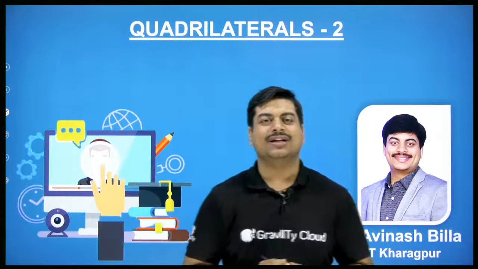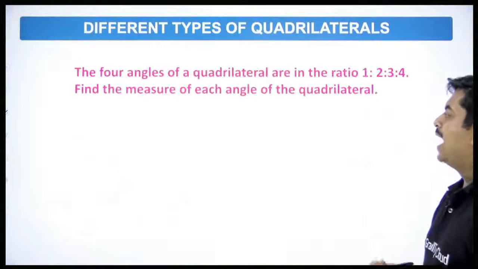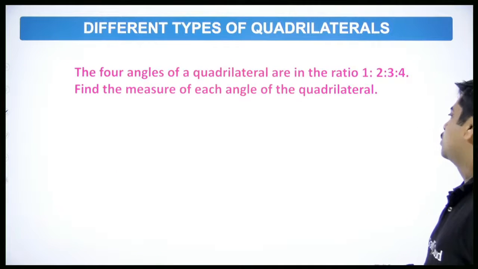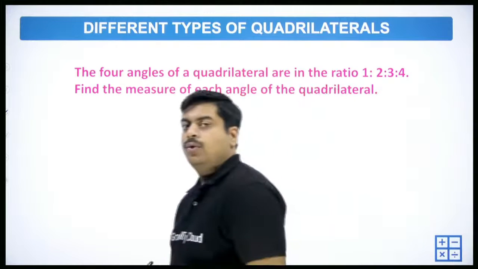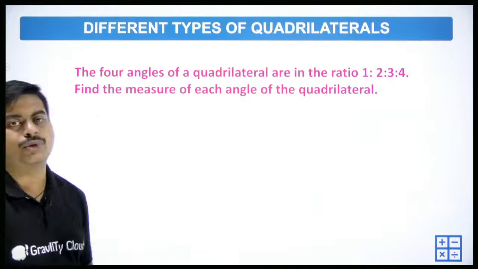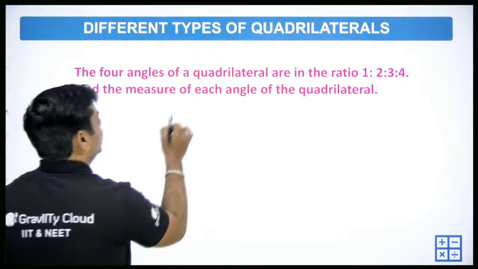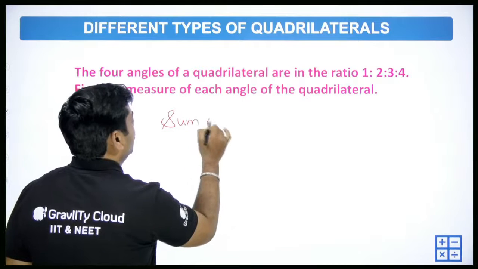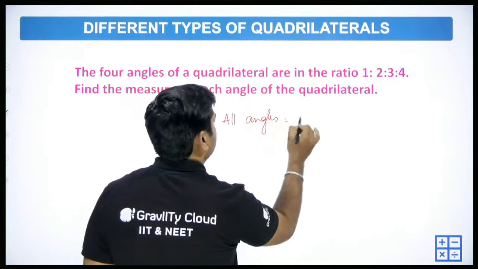Let's start today's session. So let's try to start with one question here. The four angles of a quadrilateral are in the ratio 1:2:3:4. Find the measure of each angle of the quadrilateral. Okay, so we don't know what the angles are, but the angles are in the ratio 1:2:3:4. So the property behind this is that the sum of all the angles in a quadrilateral is equal to 360 degrees.